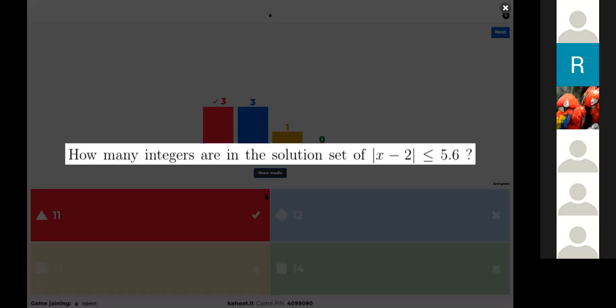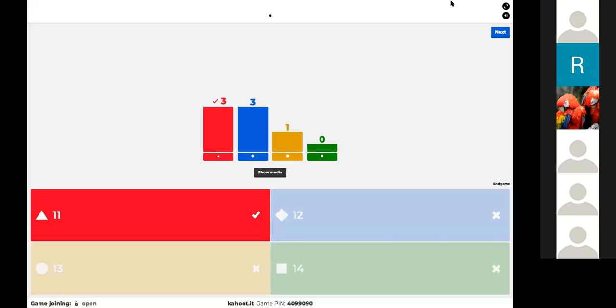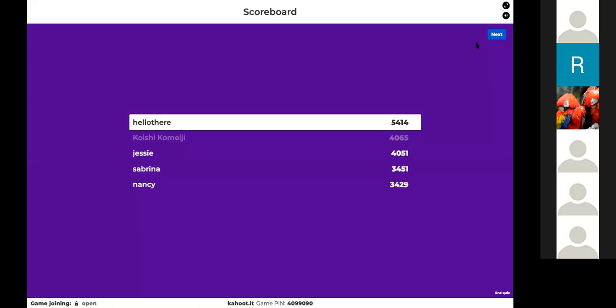Okay. So for this one, you can find the largest possible one and the smallest possible one. I believe the largest possible one is 7, and then the smallest possible one is -3. So that would give you 11 possible integers. Hello there is still in the lead.